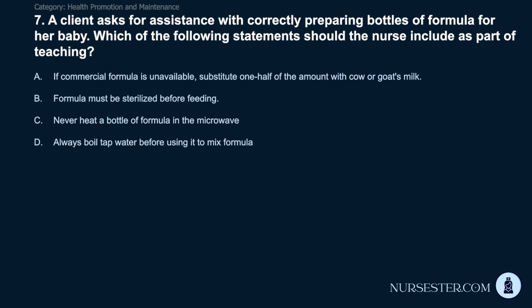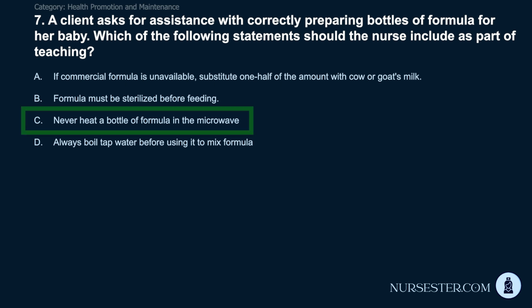A client asks for assistance with correctly preparing bottles of formula for her baby. Which of the following statements should the nurse include as part of teaching? A. If commercial formula is unavailable, substitute 1/2 of the amount with cow or goat's milk. B. Formula must be sterilized before feeding. C. Never heat a bottle of formula in the microwave. D. Always boil tap water before using it to mix formula.